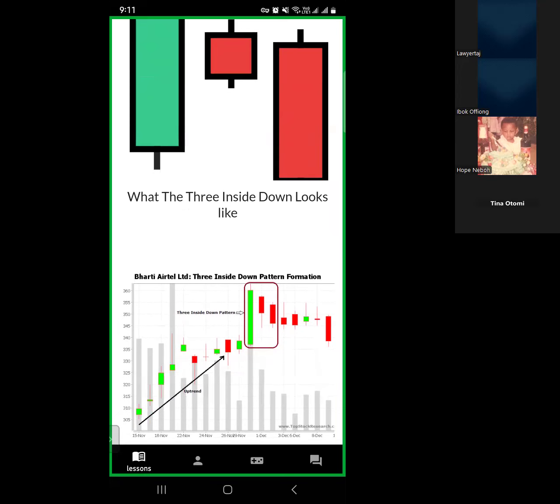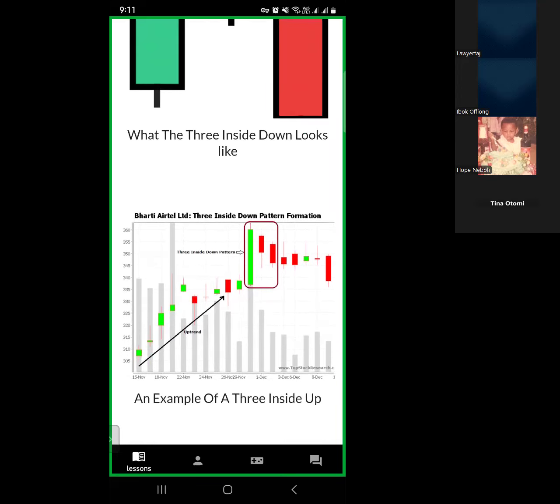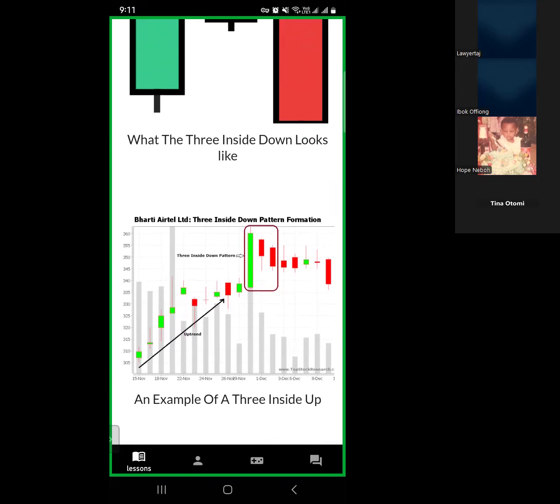So every trader has the way they trade, and then it opens you to see how the market works. So you can see the example of a three inside down on my screen. You see a long, huge candle. You see a red candle, which is the inside candle, and then the third candle is the inside down. That's to show you that the market begins to fall.